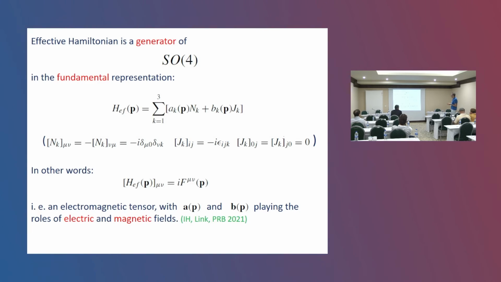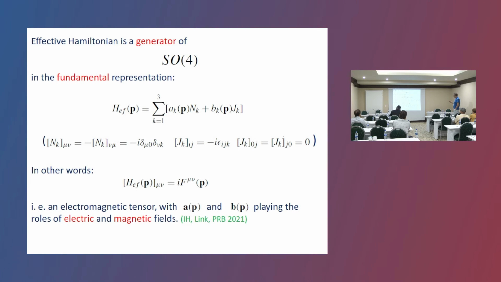So what is that? Right? It's a generator of SO4 in the fundamental representation. I can write it in terms of 6 coefficients, A and B, in terms of some 6 matrices, N and J. And this is a problem that is well known. Basically, the Hamiltonian looks just like the electromagnetic tensor, of course, just with the imaginary part in front. And this A and B I can think of as electric and magnetic fields, fictitious, of course, in momentum space.